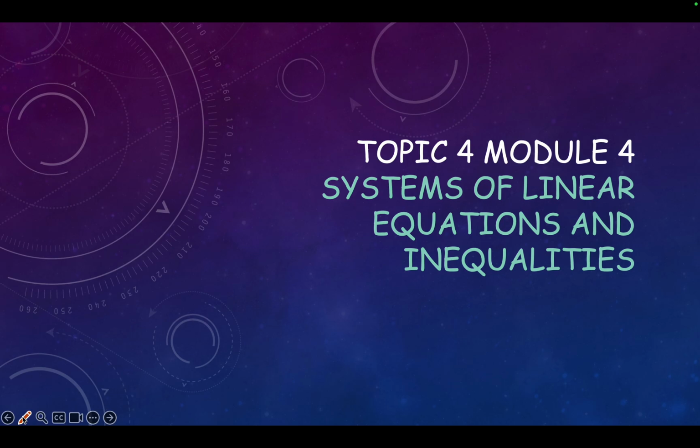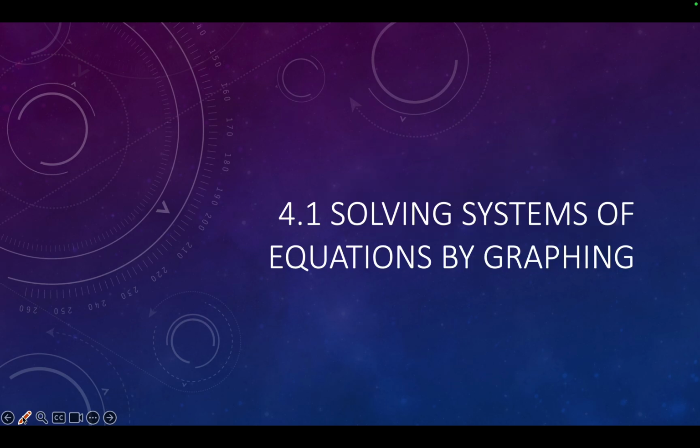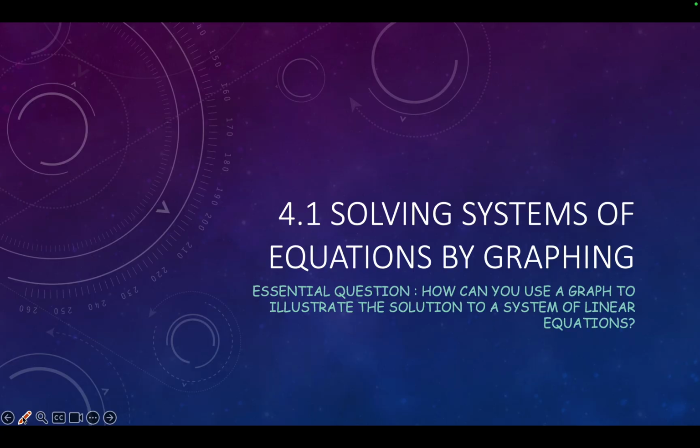Mod 4, Systems of Linear Equations and Inequalities. We're going to start with 4.1, Solving Systems of Equations by Graphing. Our essential question is, how can you use a graph to illustrate the solution to a system of linear equations? By the end of this video, you will be able to find approximate solutions to a system of equations.